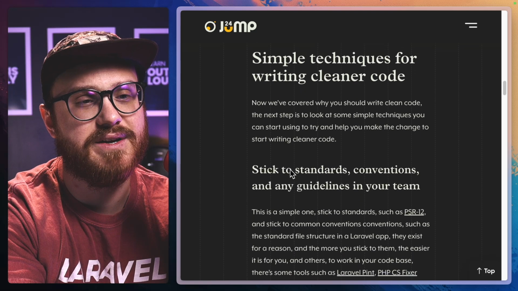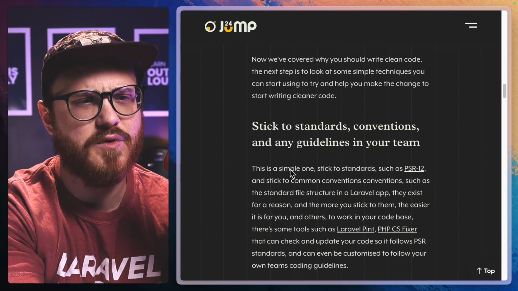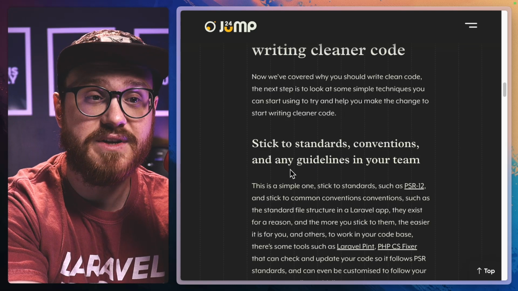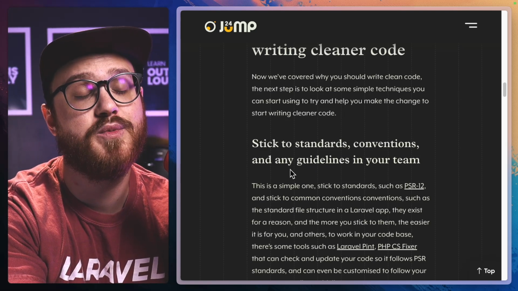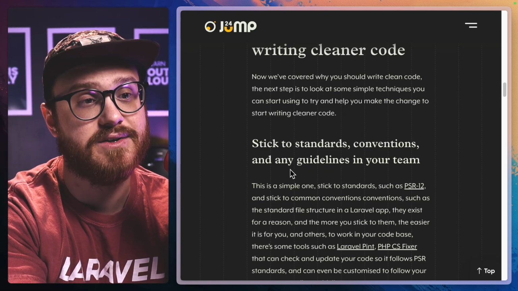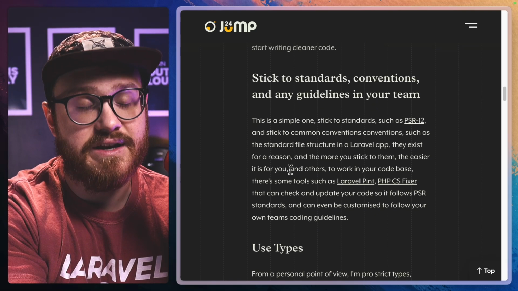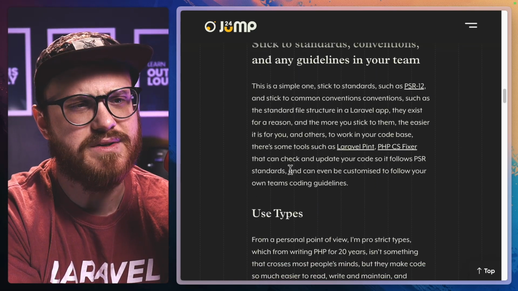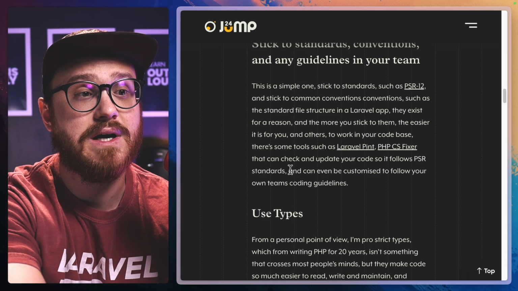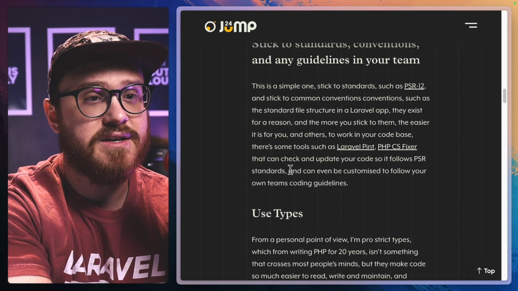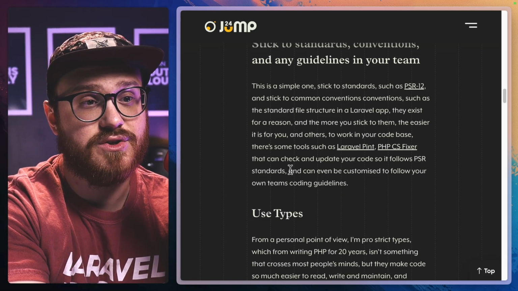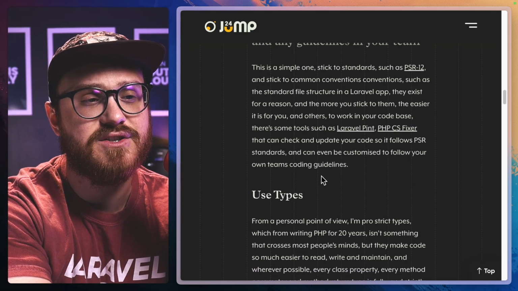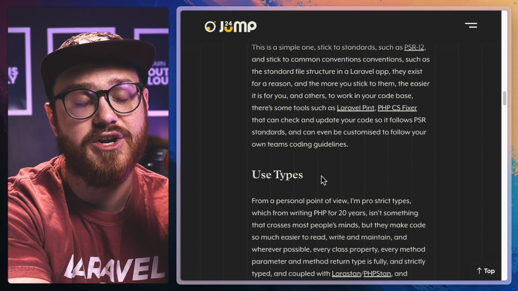Simple techniques for writing cleaner code. So now we've covered why you should write clean code, the next step is to look at some simple techniques you can start using to help you make the change to writing cleaner code. Stick to standards, conventions, and any guidelines in your team. This is a simple one. Stick to standards such as PSR-12 and stick to common conventions such as the standard file structure in a Laravel app. They exist for a reason, and the more you stick to them, the easier it is for you and others to work in your code base.